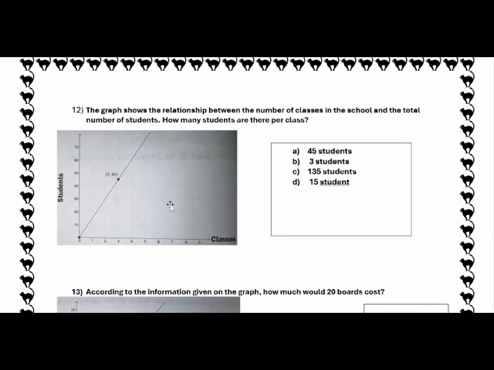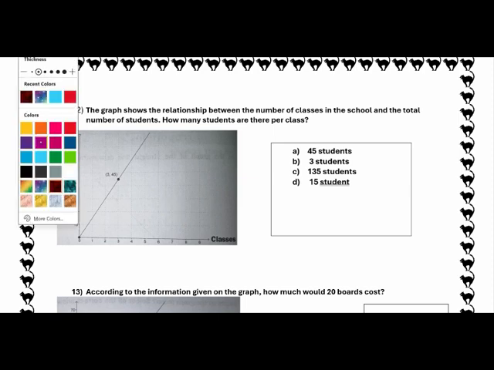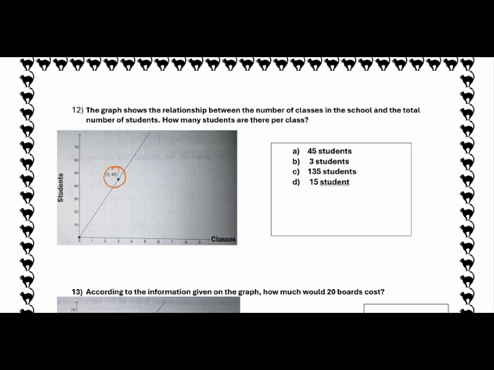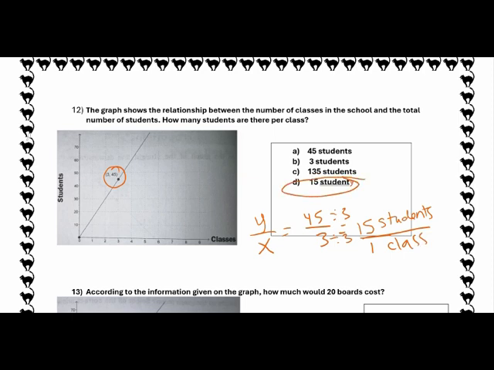Number 12. The graph shows the relationship between the number of classes in the school and the total number of students. How many students are there per class? So it gives you a direct point, and we know we always have to do Y over X, or money on top. So I can do 45 divided by 3. 45 divided by 3 is actually 15. If I wanted to do it properly, I would divide this way and I would get this. So 15 students per one class. And that makes that one.